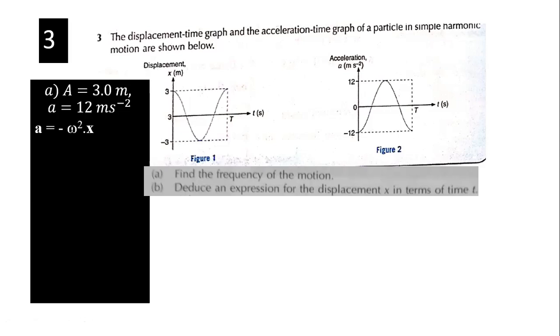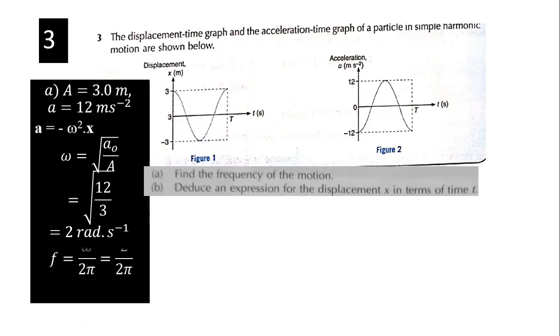Then go to the definition. a is minus omega squared x. We are not worried about the negative sign, as negative shows direction only. So I put a naught here, this will be a, and x becomes A, the amplitude. Take it down, square root that, put in your value. a naught is 12, A is 3. So 12 divided by 3 is 4. Square root of 4 is 2. Then you can calculate your frequency, omega over 2 pi. Omega is 2, so 2 over 2 pi, the 2s cancel, and it's still divided by pi. So it's 0.318.